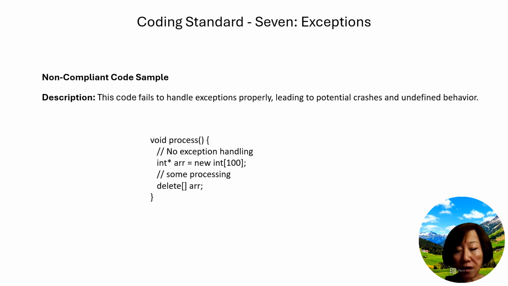Coding Standard 7, Exceptions. This little code snippet fails to handle exceptions properly, leading to potential crashes and undefined behavior. You can see that this code simply allocates a new integer array of 100 instances and then you delete it afterwards. What if the new resource allocation fails and the variable, the integer array, is null, and then you delete that as a null pointer, or even you use it for processing? That is not robust at all.